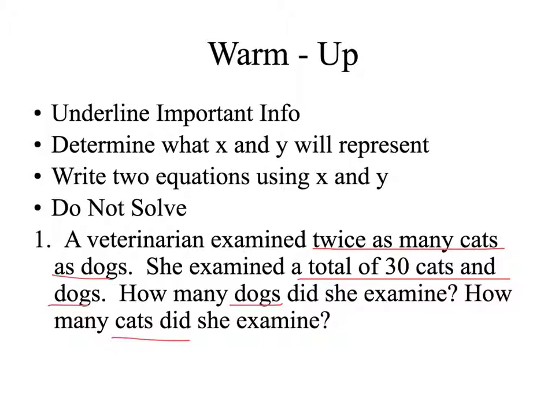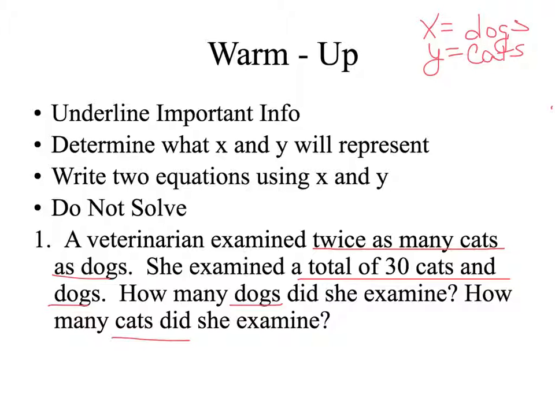So I've underlined my important information. I need to figure out what x and y are going to represent. Well, the problem's talking a lot about cats and dogs, so my guess is one of them needs to be cats, one of them needs to be dogs. Doesn't matter which one's which. I'm going to make x dogs, and I'm going to make y cats.